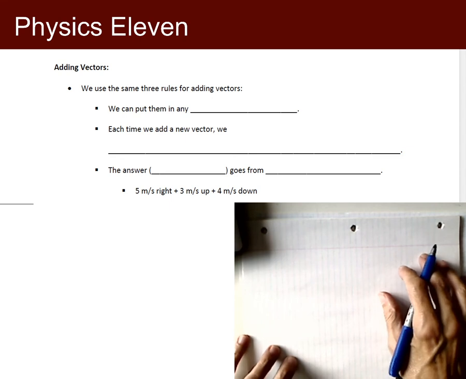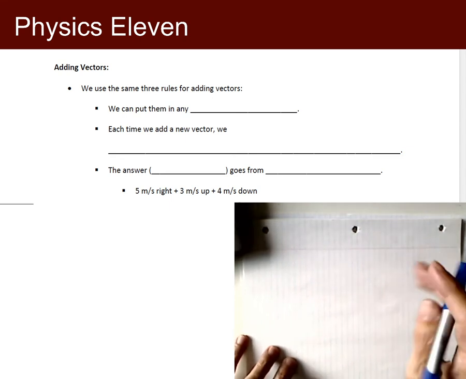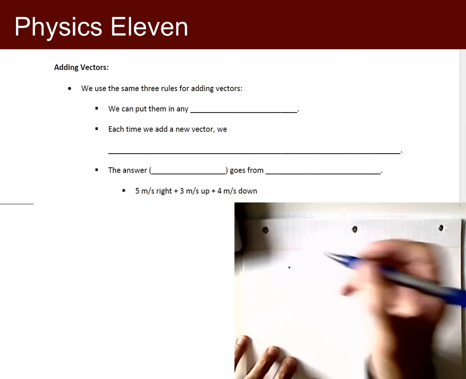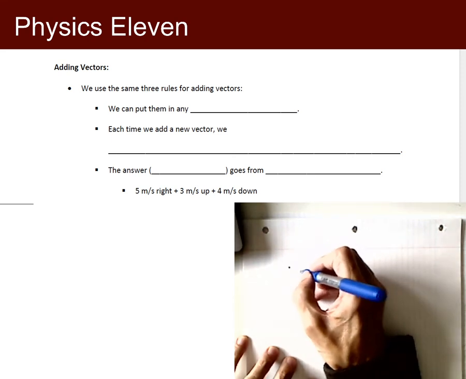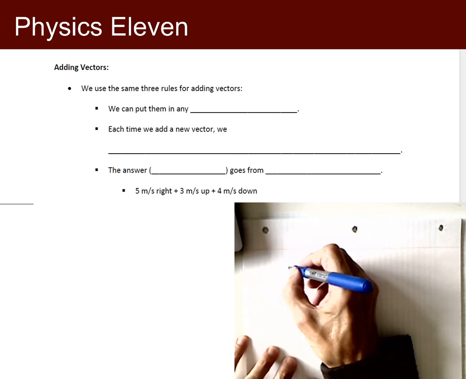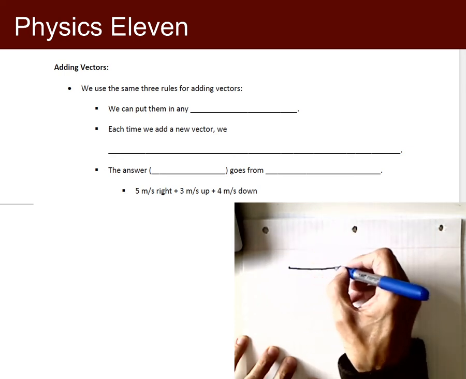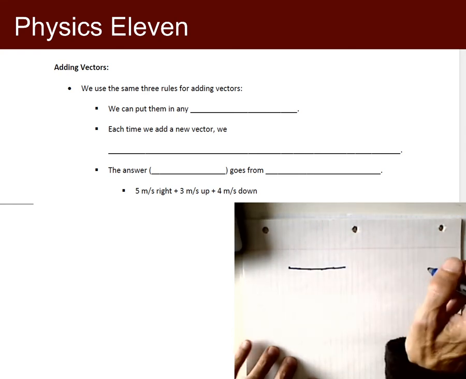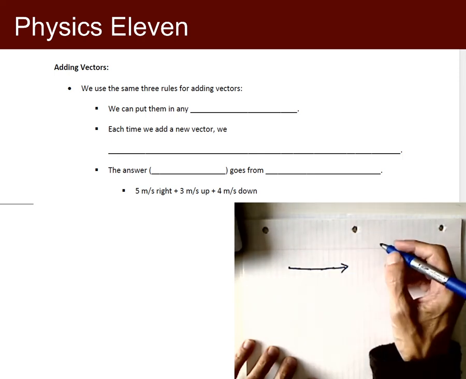So the first thing is to show 5 meters per second to the right. So I'm going to start here, just because. And I don't know if you can see, I'm going to try and use a couple lines for each. 1, 2, 3, 4, 5. Okay, that's supposed to be straight. You guys can do way better than that. And it's to the right, so that means the arrow goes there.